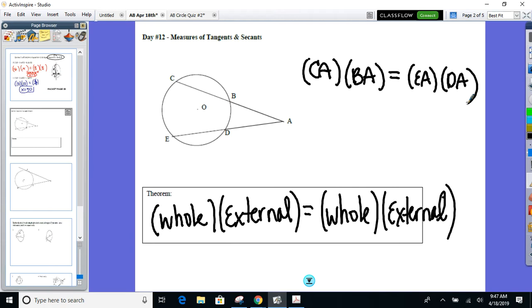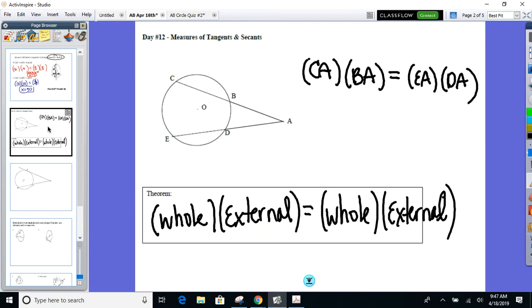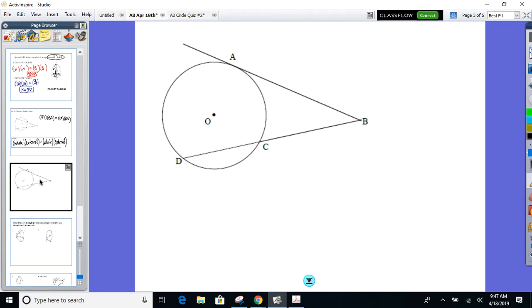The one thing I do not want you to do here, because remember what we just left off with: that part times that part equals that part times that part. Guys, that is for chords only. Don't start doing this to me, this times this equals DA times ED. No, that's for chords. We're in a different realm here now. Whole times external equals whole times external. All good.